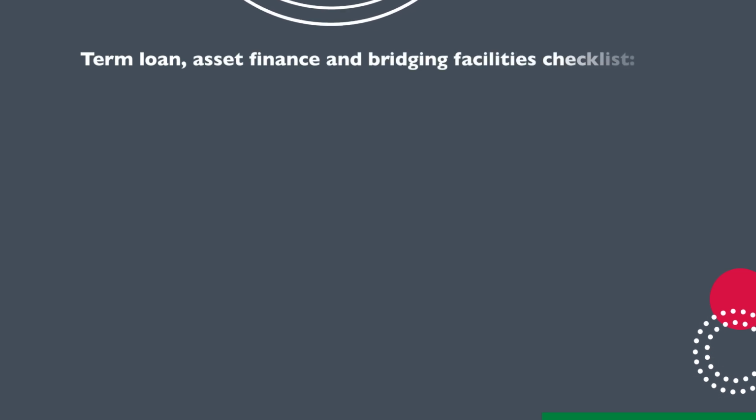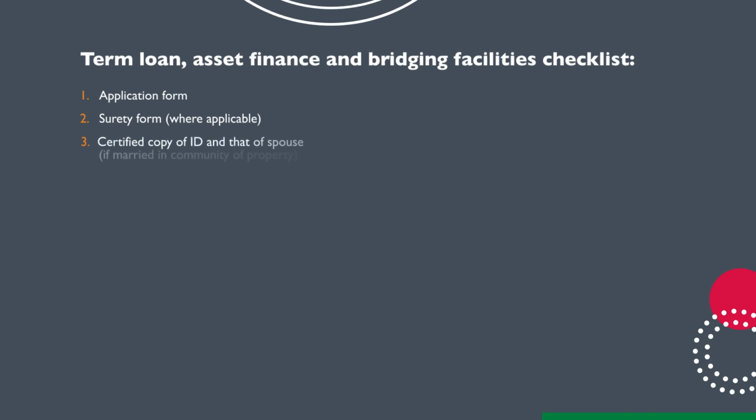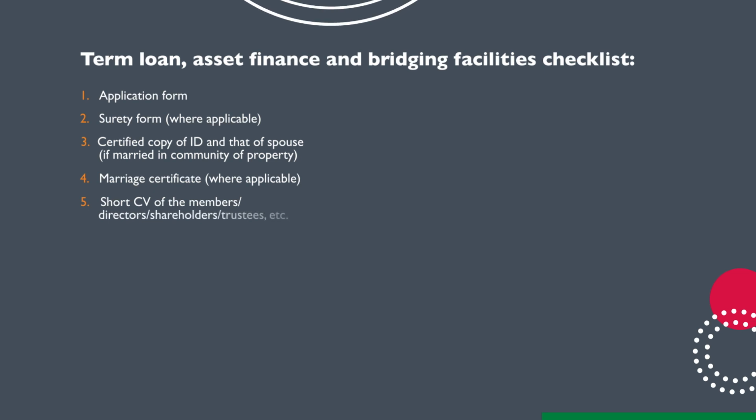Term loan, asset finance and bridging facilities checklist. Number 1, application form. 2, surety form, where applicable. 3, certified copy of ID and that of spouse, if married in community of property. 4, marriage certificate, where applicable. 5, short CV of the members or directors, shareholders or trustees, etc.